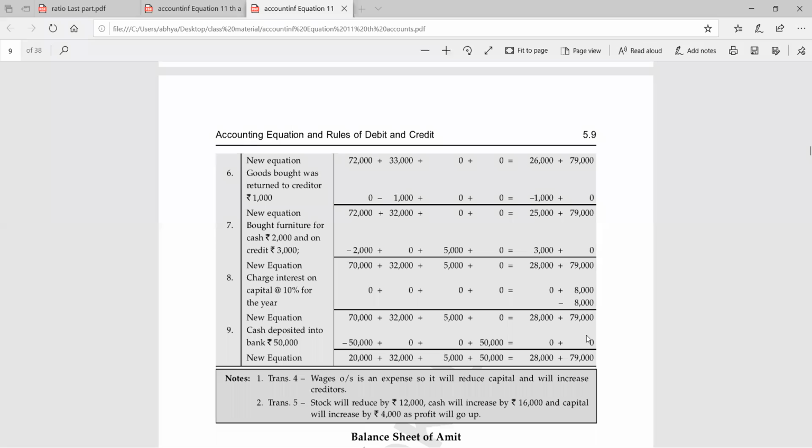Now just check fast whether both the sides are equal or not. Fast. Then I will be talking about the balance sheet, how to prepare the balance sheet. Yes, students, check fast whether both sides are equal or not. Yes, tell me the total of both sides.